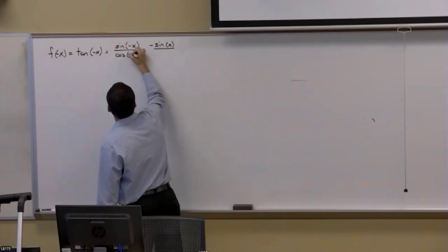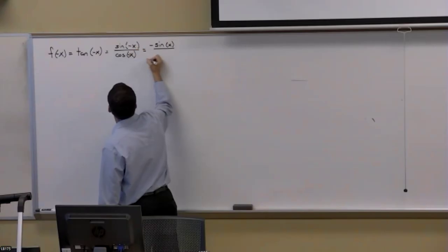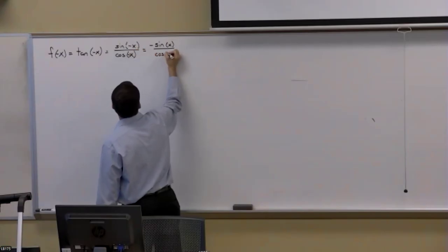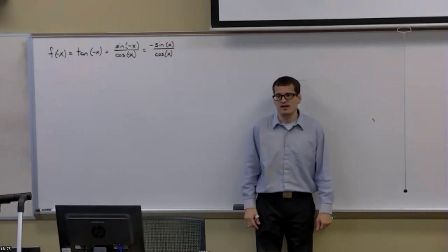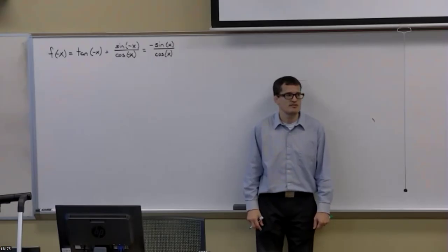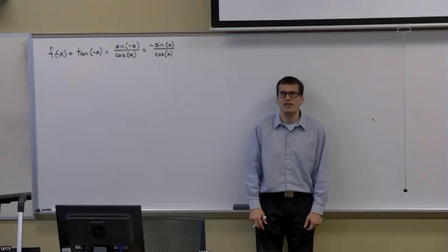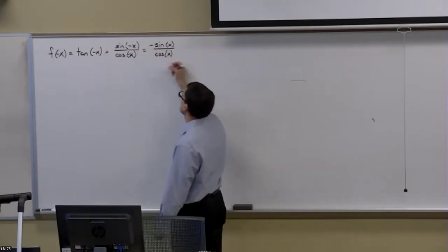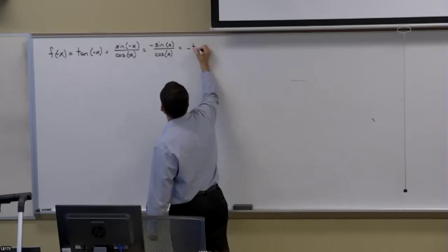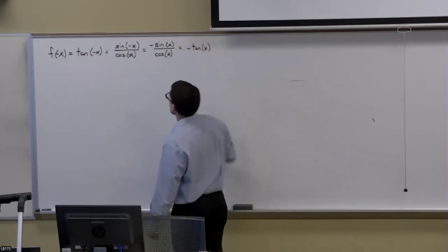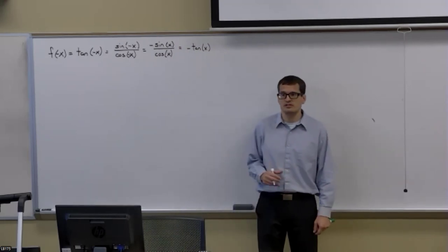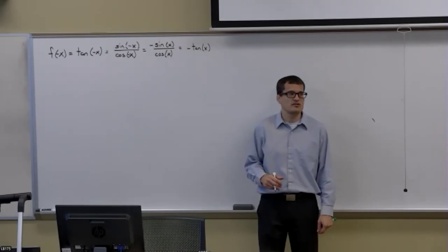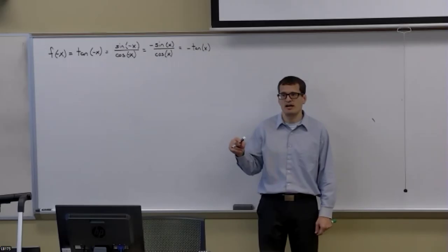In the denominator, whoops, I was one step too far. And the denominator, since cosine is even, it'll just eat that negative sign on the inside. That makes sense. That sign on the inside will go away. And now I just have negative sine over cosine, which is the same thing as negative tangent of x. So tangent is an odd function as well, because it's a ratio of one odd divided by one even.